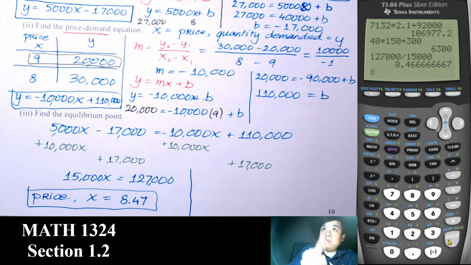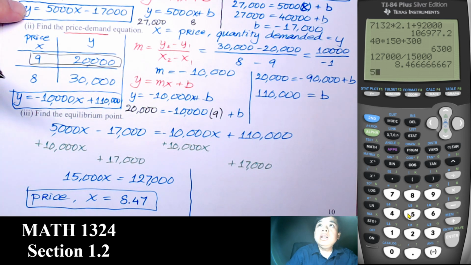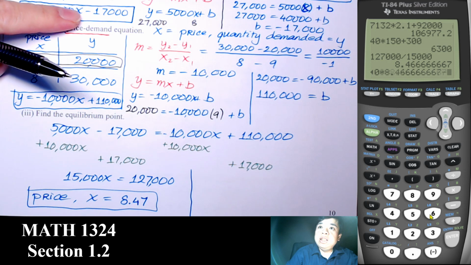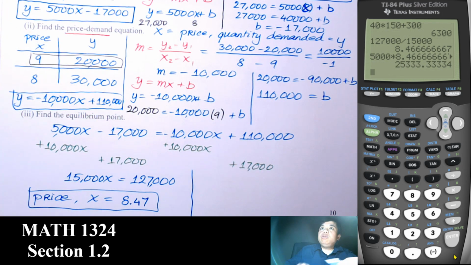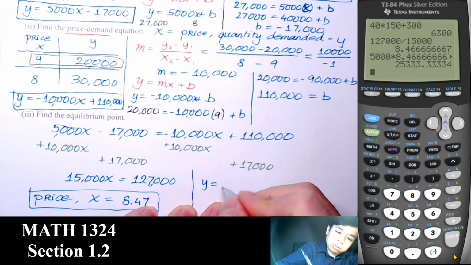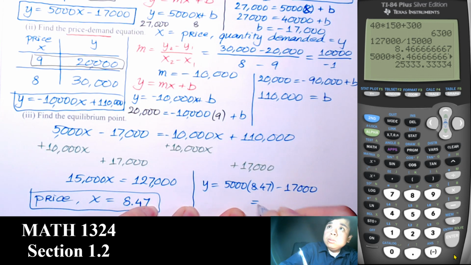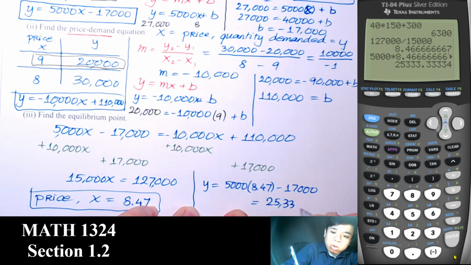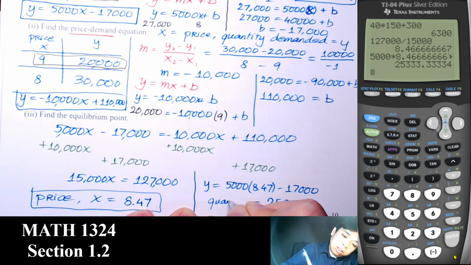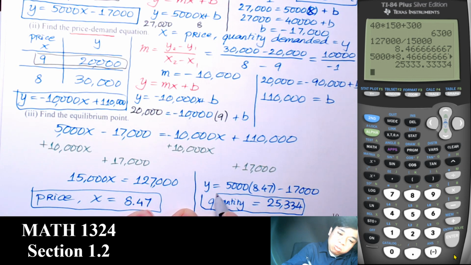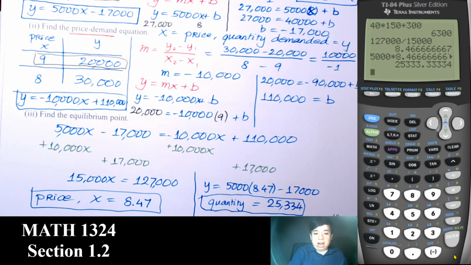And if we want the quantity, we're going to substitute this number into either one of the equations. I'm going to use the price and supply equation: 5,000 times that number, the price, subtract 37,000, and we have about 25,300. Let's round up. Right, so this is the quantity. So at equilibrium, the compromise price and quantity: the price is $8.47 and the quantity is 25,334. We just round up, or if you want to, round to the nearest one.